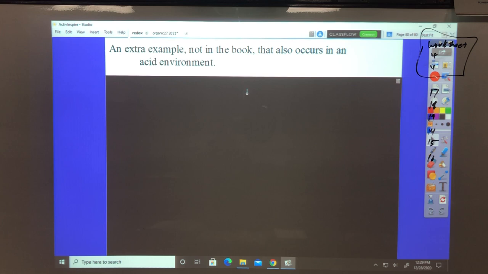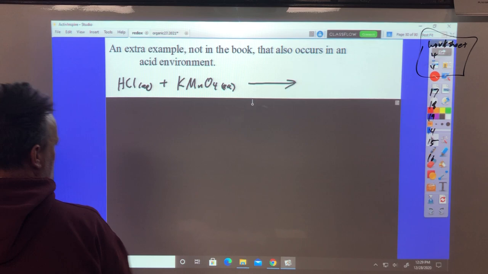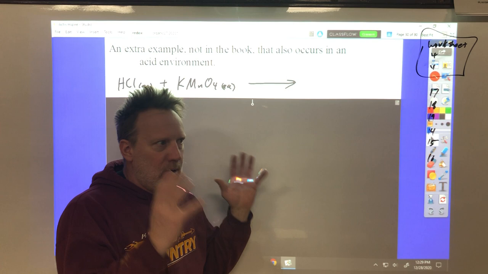This reaction is a key reason why I ended up at Corey Rawson, actually. My son would say, fun fact. This extra example is not in the book, but it occurs in an acid environment. And I was teaching redox the last year I was at Audeville. And that had been the first time I'd got to redox in years. So all the stars aligned and everything fell right, and the students wanted to go at a fairly good pace. It was a good group of students. We got to redox for the first time in years.